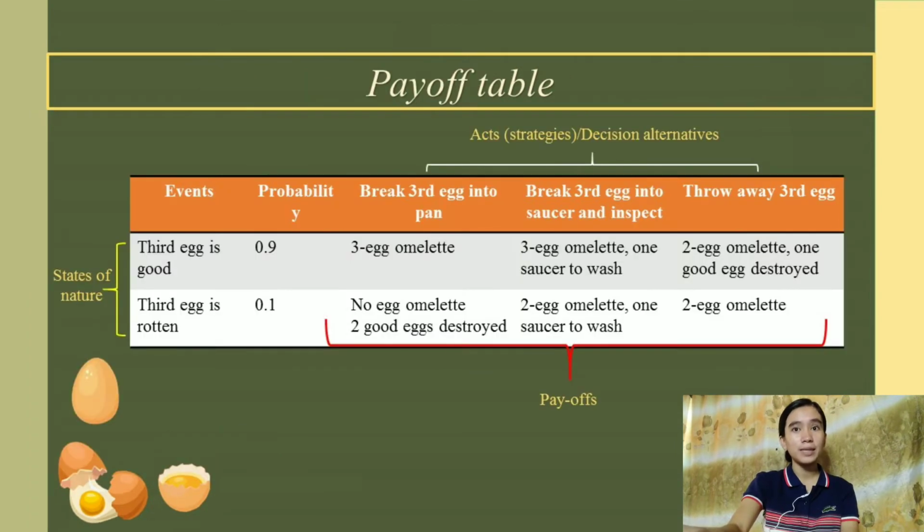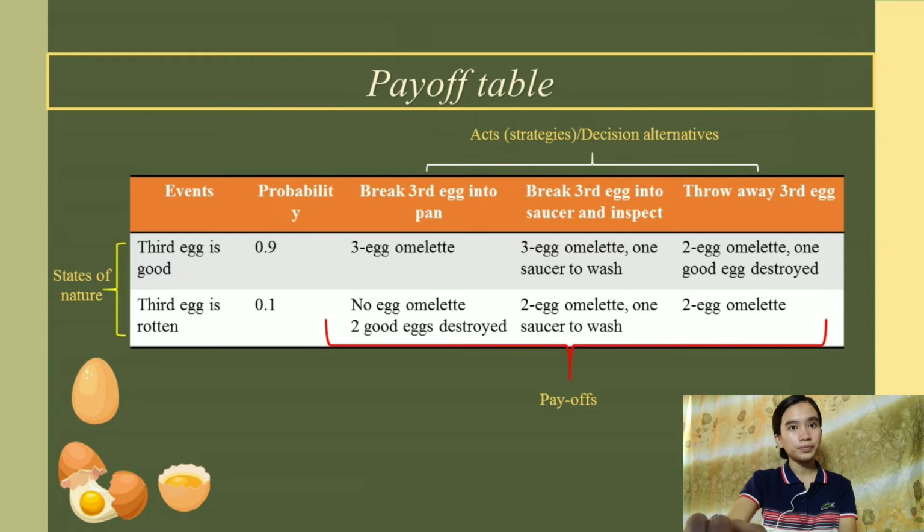So to better analyze the problem, here is a payoff table which as defined earlier, yung kung saan yung payoff table naman din ay nagsasama-sama ng state of nature, payoff, at yung strategies or the decision alternatives. So here is the payoff table, wherein we have the state of nature, which is the uncontrollable, which are the third egg is good. So walang problema, maayos daw yung egg. So the third egg is rotten, so bulok daw. Anong mangyayari? So we have here the decision alternatives and choices na pwede nating gawin.